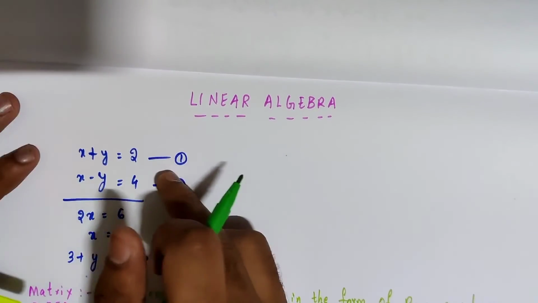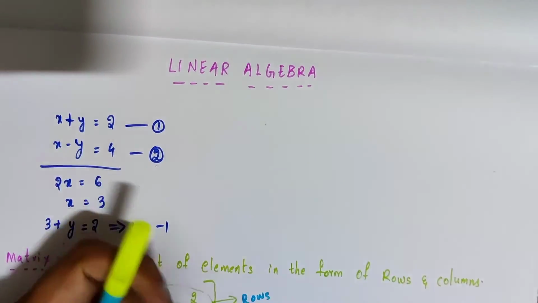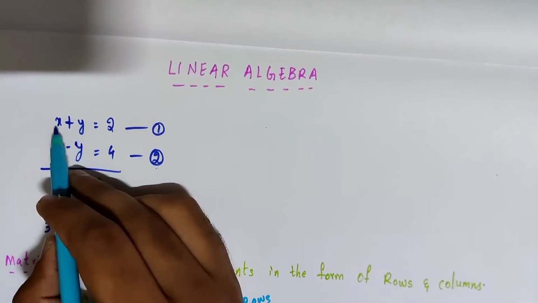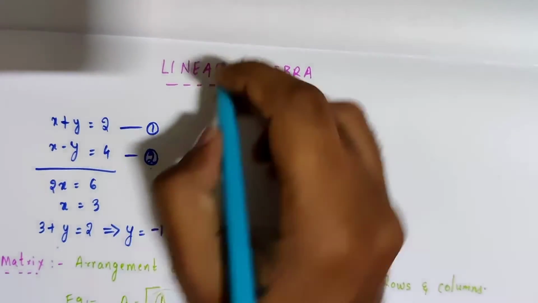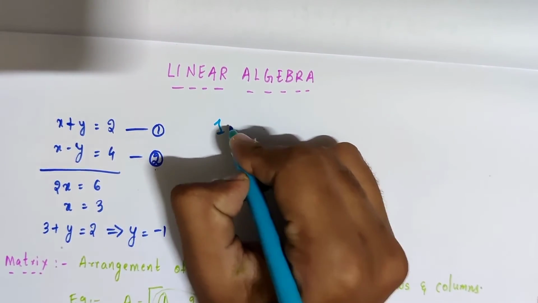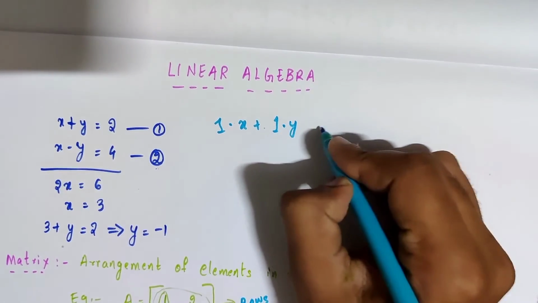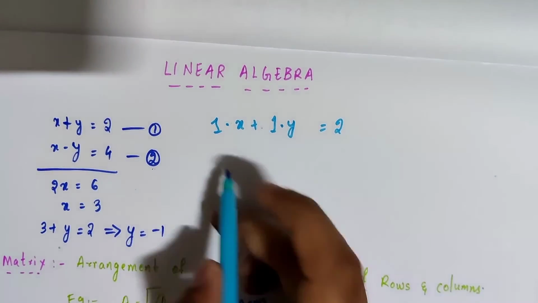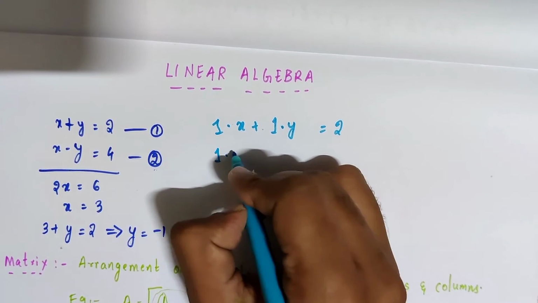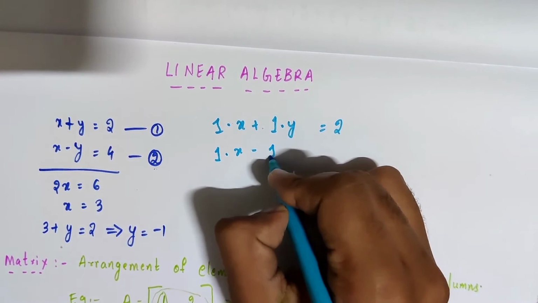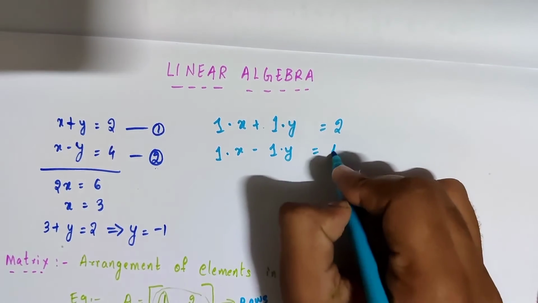Now let us convert this linear equation in the form of matrices. See, I can write this linear equation as 1 into x plus 1 into y is equal to 2. Then I am writing this as 1 into x minus 1 into y is equal to 4.